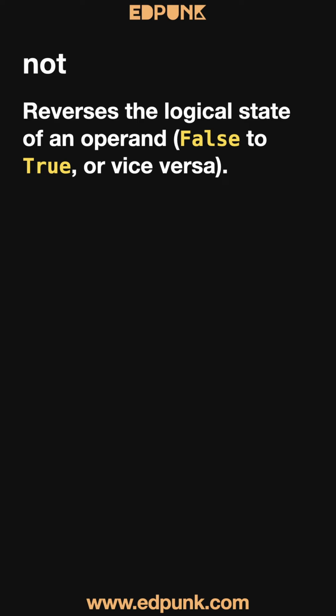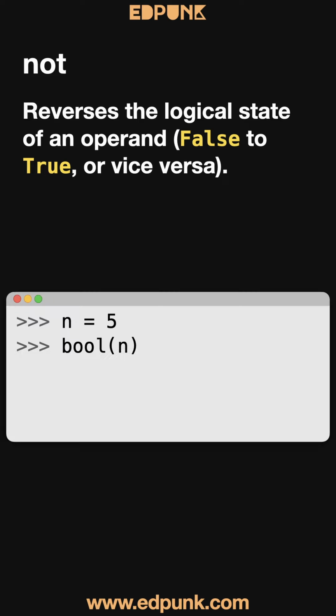For example, let us take n as 5. bool of n returns true as the value is not equal to 0. On executing not n, we obtain the result as false because the not operator reverses the logical state of the operand from true to false.